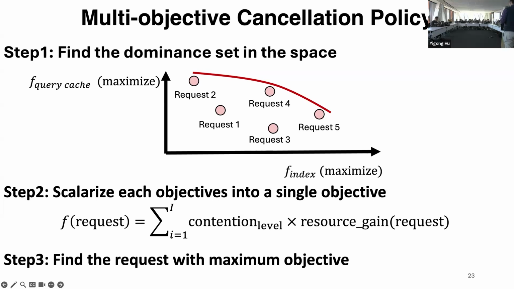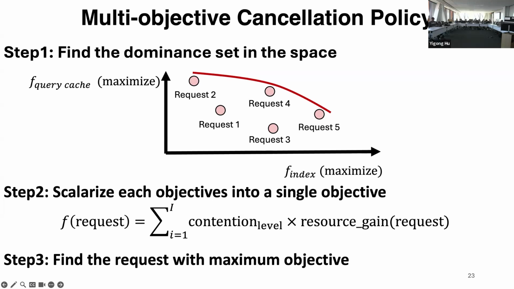Any questions for this part? Okay. I got a quick one. It seems to me that requests 2, 4, or 5 are viable candidates. 2, 4, 5. Yes. Why is 4 the best one here? So for these 3, how do we choose the best one from these 3? We just use this one single objective function.